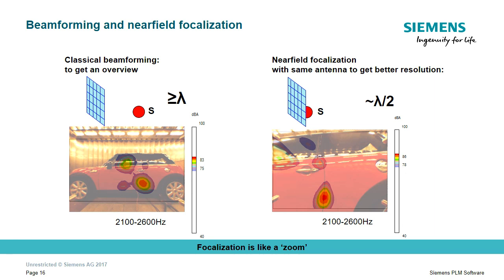When we zoom into the near field, so we move the microphone array closer to the source, we actually get a much better spatial resolution. You can already see that the red spot on the right picture is much smaller in centimeters than the red spot on the left picture. Typical spatial resolutions that we get here are down to about half the wavelength. So focalization behaves like a zoom.